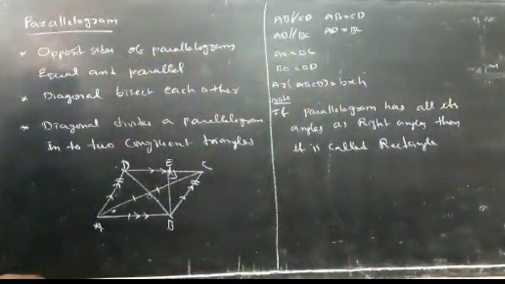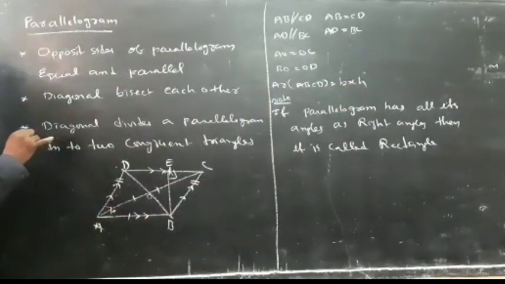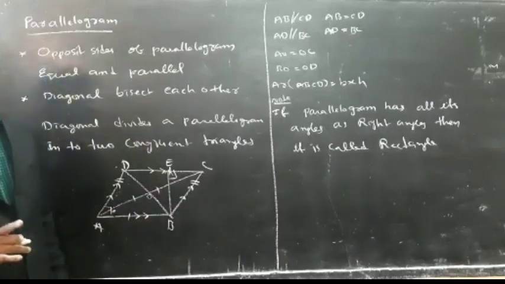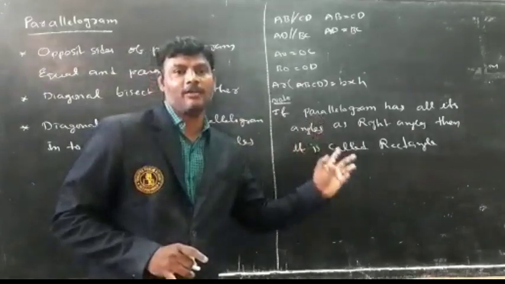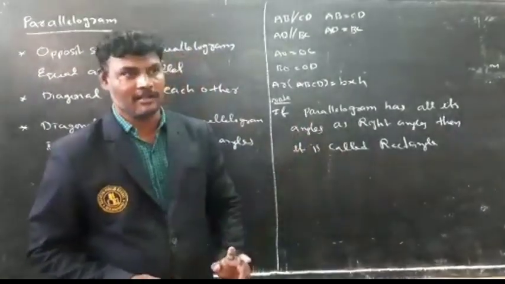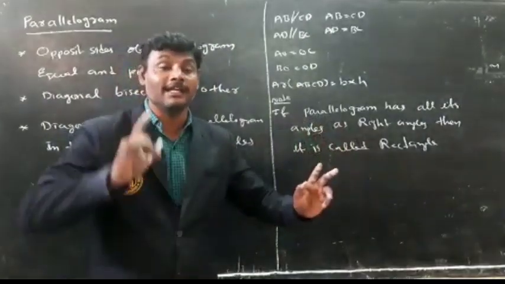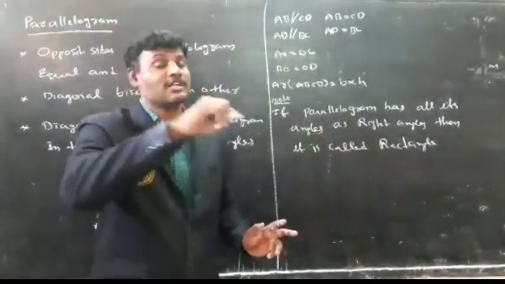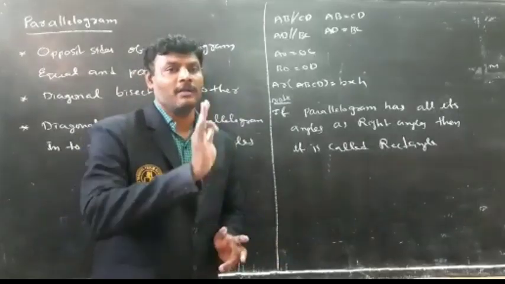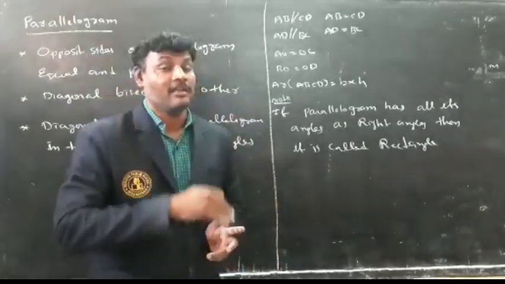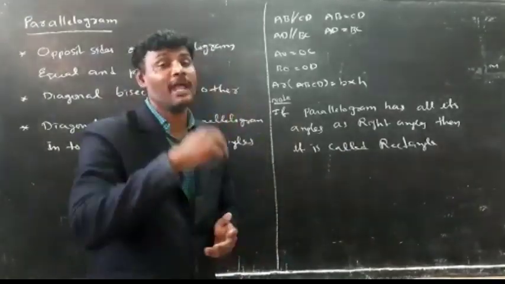If in a parallelogram each and every angle becomes 90, that is a rectangle. What is the conversion here? Every rectangle is a parallelogram, but a parallelogram is not a rectangle. Every parallelogram is a trapezium, but a trapezium is not a parallelogram.